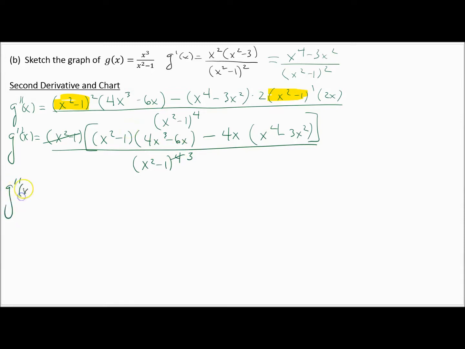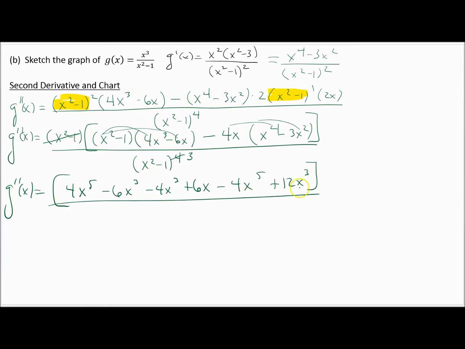Hold on. g prime of x. Okay, so here we go. x squared times 4x to the third is 4x to the fifth. x squared times negative 6x is negative 6x to the third. Negative 1 times 4x to the third is negative 4x to the third. Negative 1 times negative 6x is plus 6x. I'm going to distribute here, so that's going to give me negative 4x to the fifth plus 12x to the third, and this is all over x squared minus 1 to the third.